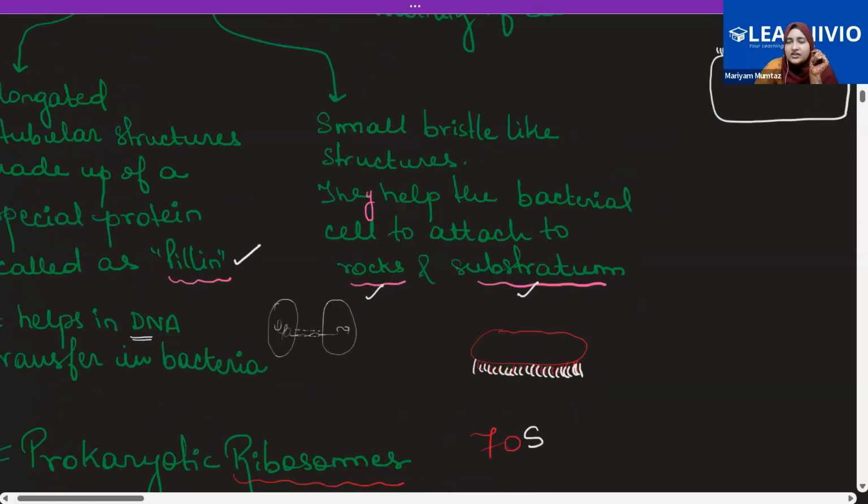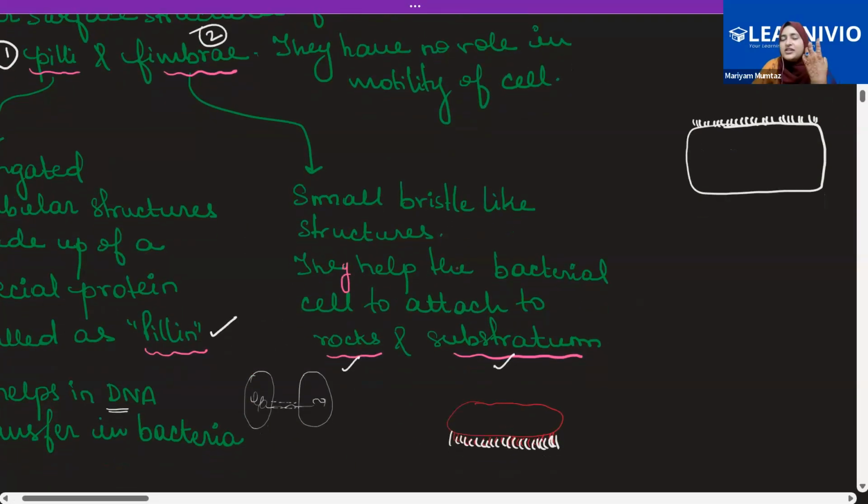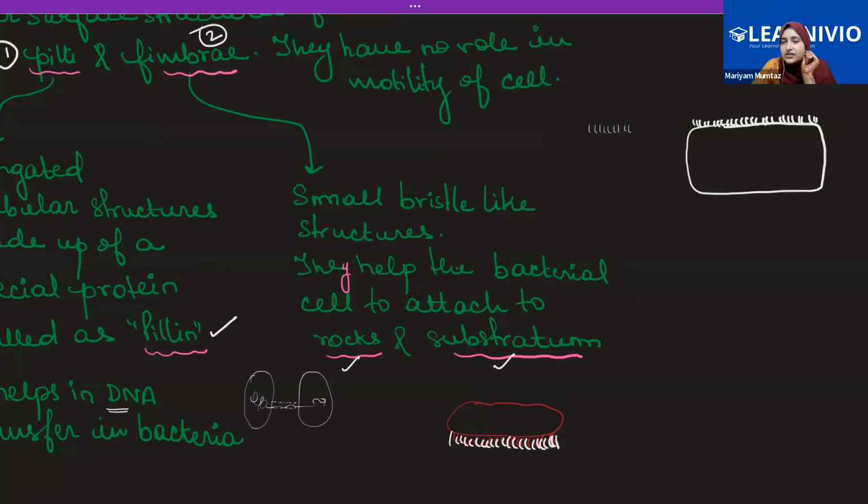The next surface structure is the fimbriae. Fimbriae are just like the bristles of a toothbrush. Just like that, bristles are present all around the surface of the bacteria, and we call them fimbriae. Whenever the bacteria has to attach itself to some substratum like this, with the help of the fimbriae, the bacteria is going to attach. Understood?